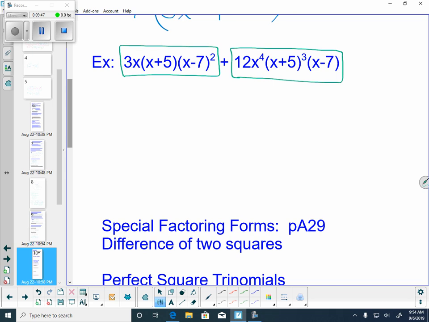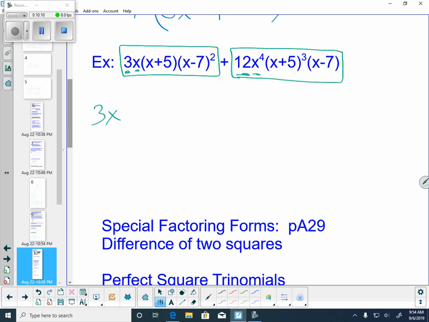What do you think, Shelby? You can factor out an x. An x. All right, so I see an x here, and I see an x to the 4th here. So I can factor out an x. What else could I factor out, Noah? 3. Because 3 goes into 12, so we need a 3x.